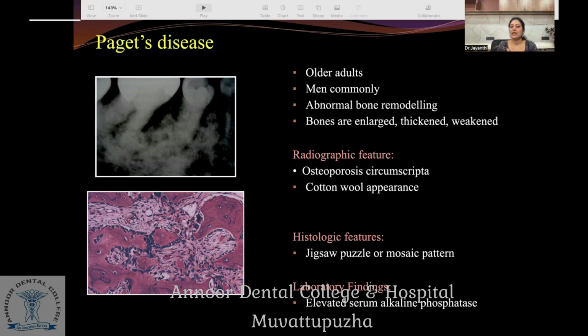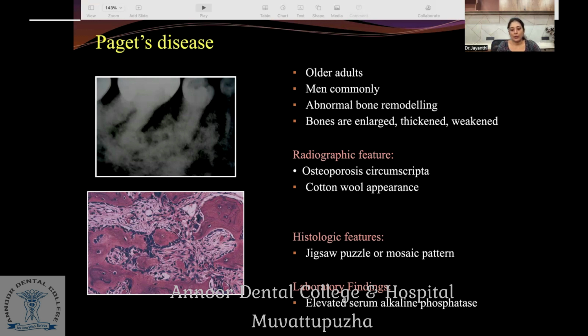In contrast, Paget's disease is not a developmental disorder. There is no gene mutation. It's commonly seen in older adults, and men are more affected than females. Because of abnormal bone remodeling, the bones will become enlarged and thickened, but still they will be very weak. Don't think that because the bone is enlarged and thick, it will be very strong. Nothing like that. It will be enlarged, but still very weak.